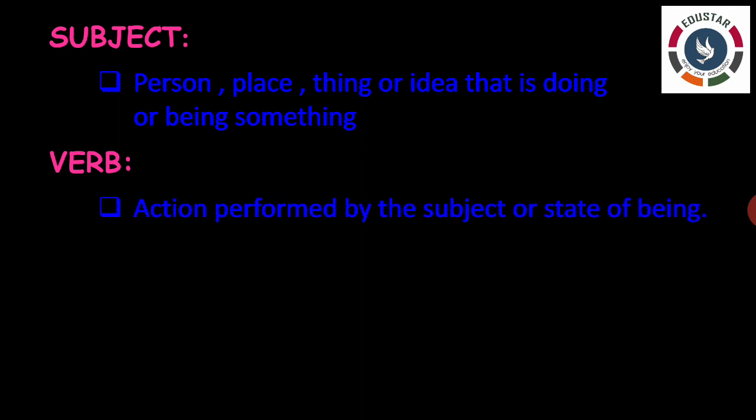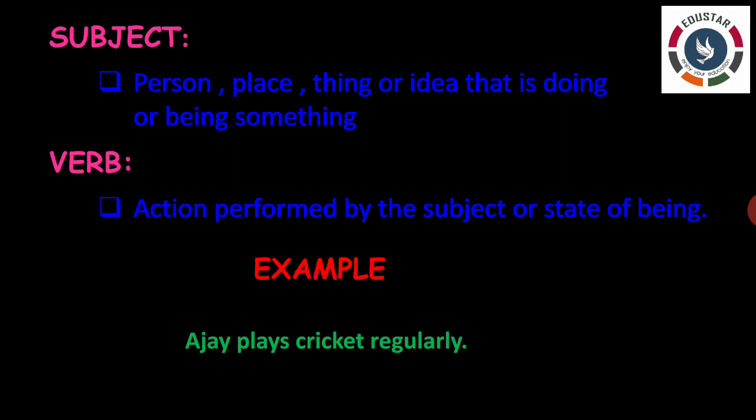Now let us see what a verb is. A verb is an action that is performed by the subject. So this is the definition for subject and verb. Now let us see this with an example. Ajay plays cricket regularly. In this sentence, which is the subject? Ajay is the subject. Whatever work is performed by Ajay is the verb. What is he doing? He is playing cricket. So play is the verb here.